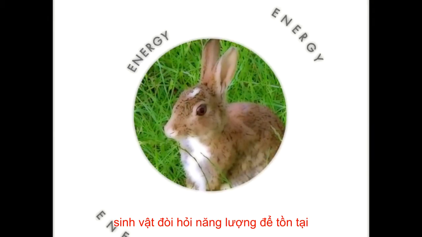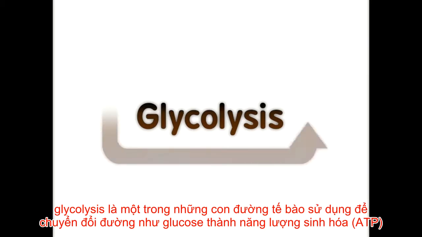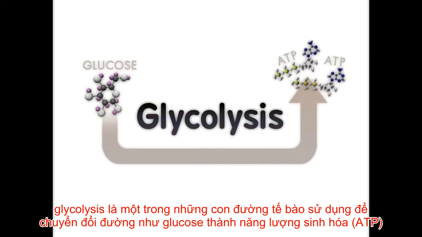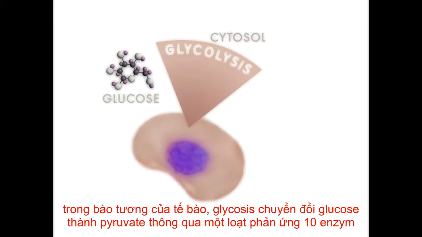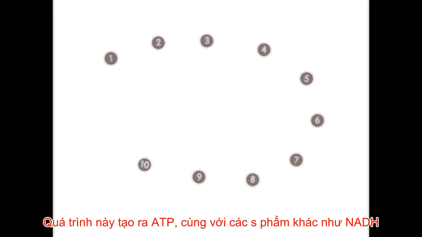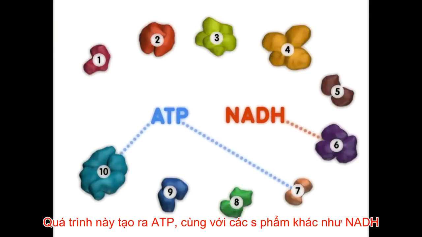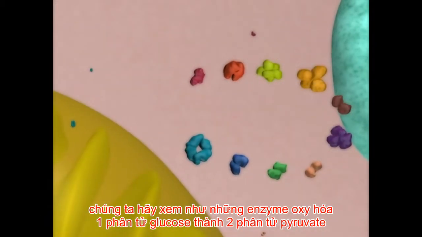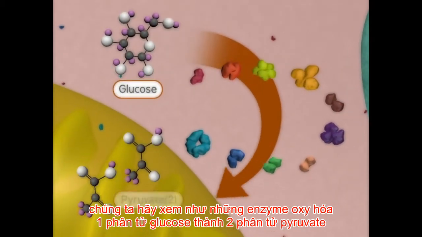Biological organisms require energy to survive. Glycolysis is one of the pathways cells use to transform sugars, like glucose, into biochemical energy in the form of ATP. In the cytosol of the cell, glycolysis converts glucose into pyruvate through a series of 10 enzymatic reactions. This process produces ATP, along with other products such as NADH, that can be used later to produce even more ATP for the cell. Let's watch as these enzymes oxidize one glucose molecule into two pyruvate molecules.